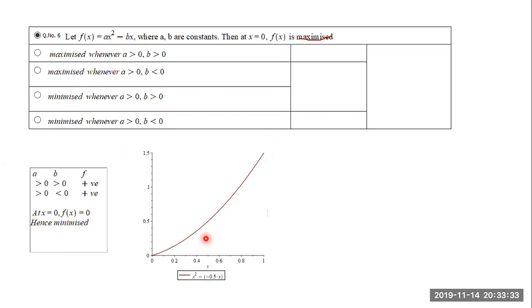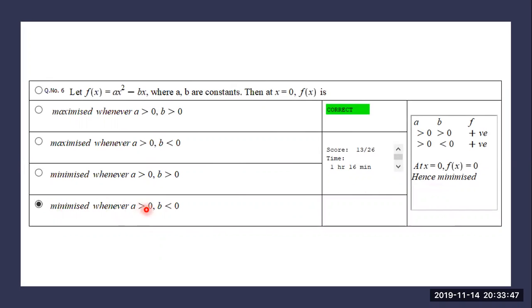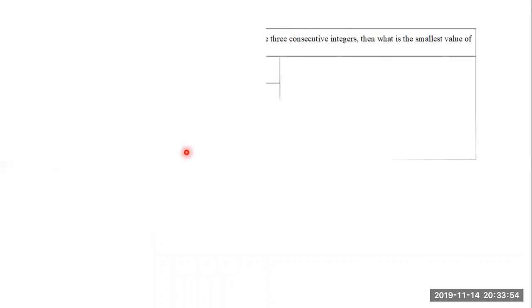This is called the visualization. Once you get the visualizations, you will take interest in the mathematics. See how beautiful, no? This is given in the form of mathematics. Only thing is, we cannot understand before. So your answer is correct. So minimize whenever a is greater than 0 and b is less than 0. Right? Because only when b is less than 0, it becomes positive.